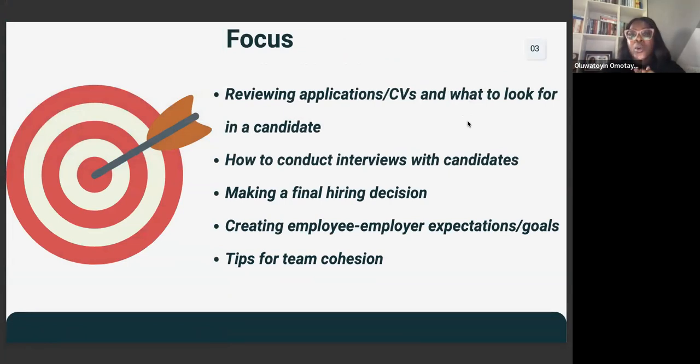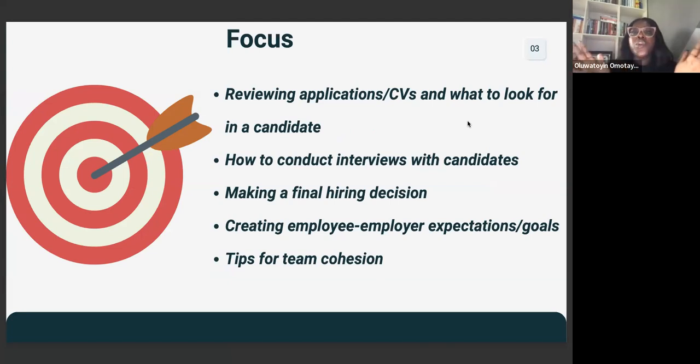Our focus for today is going to be on reviewing applications. So you put out a vacancy, what are you looking for in a candidate? How do you determine that this is the person that you should be hiring, the person you should be getting on your team? So we're going to look at how to review applications or CVs, what to look out for in a candidate. We're also going to look at how to conduct interviews. What are the questions to ask? How should the interviews be structured? We're also going to look at how and why you need to make a final hiring decision. After you must have interviewed a whole lot of candidates, what are the things that would help you to make a great final hiring decision?